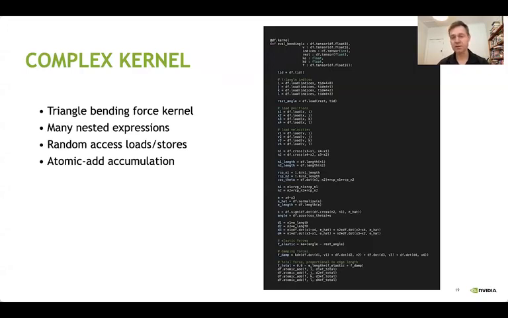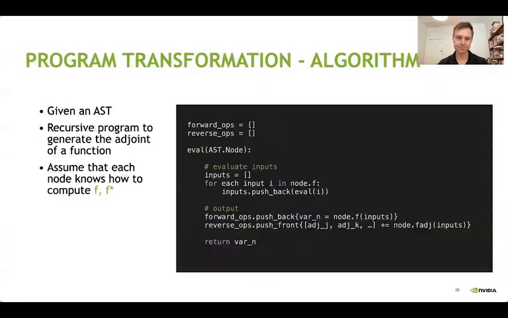It has a lot of nested expressions. It has a few random access loads and stores, and deriving gradients for this has been the subject of entire SIGGRAPH papers. So this is not a trivial thing to differentiate by hand, but with our program transformation approaches, we can do this very easily.